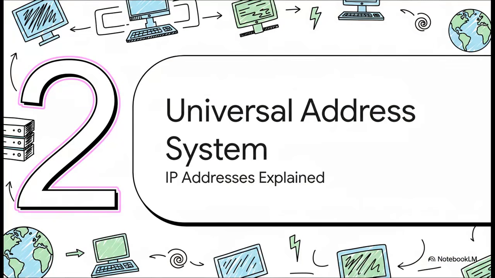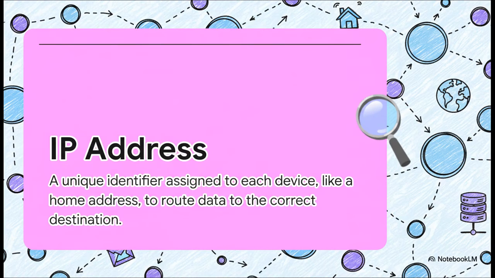Okay, so for any of these gadgets to actually talk to each other, they need addresses. It's just like the post office, right? You can't send a letter without a street address. The internet works the exact same way. Every single device needs an address to be found. And that's where the IP address comes into play. It's pretty much the digital home address for your device on the network. It's the whole system that makes sure every little piece of data knows exactly where it's going.